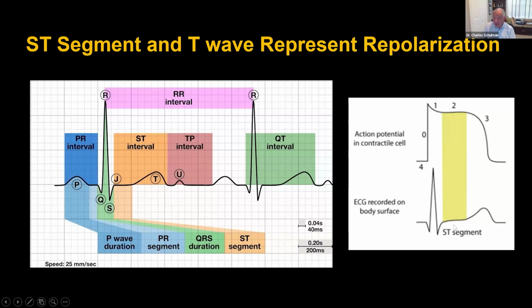And the ST segment corresponds with phase 2 of the action potential. So it is a recovery or repolarization portion of the depolarization process. The QT interval goes from the beginning of the QRS to the end of the T wave, as noted here.